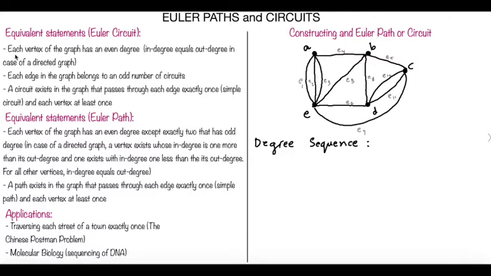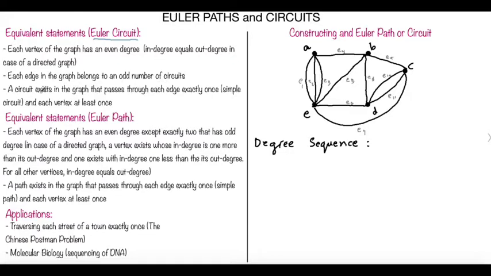So for example, if we are told that each vertex of a graph has an even degree, or if it is a directed graph, then the equivalent statement is the in degree of each vertex equals the out degree of that vertex. Or we are told that each edge in the graph belongs to an odd number of circuits, or we are told that a circuit exists in the graph that passes through each edge exactly once, which means a simple circuit, and each vertex at least once. So these are all the equivalent definitions of Euler's circuit.